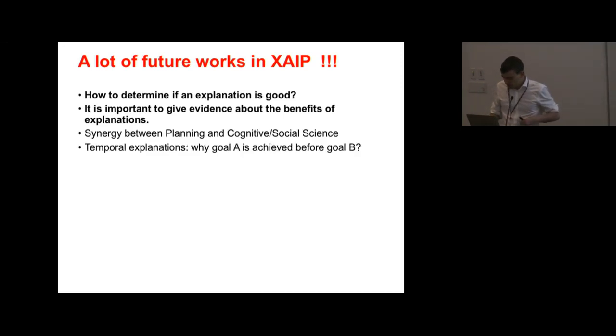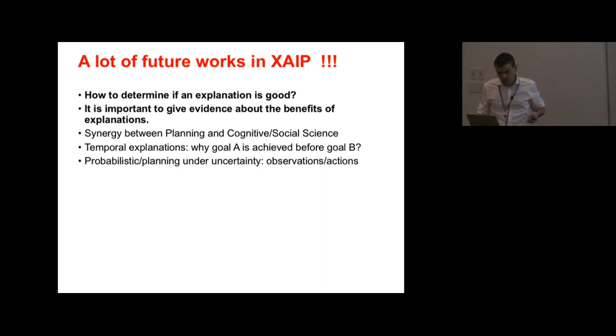Temporal explanation: why is goal A achieved before goal B? As in the question before, what if you have probabilities, uncertainties? Okay, these are all open questions. So more questions than answers. And also, more importantly, XAIP is not just PDDL planning, of course. What I show here are some examples based on PDDL, but we should go much beyond PDDL and also address planning in a much broader sense.